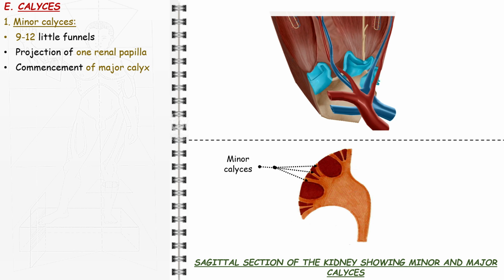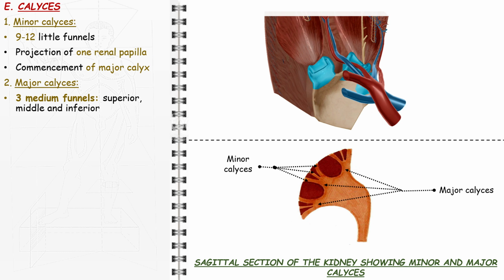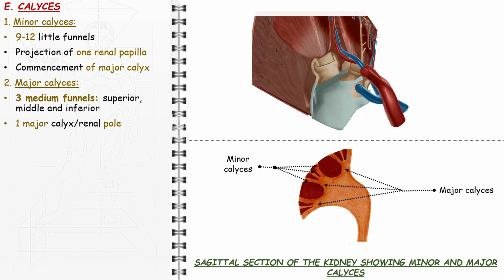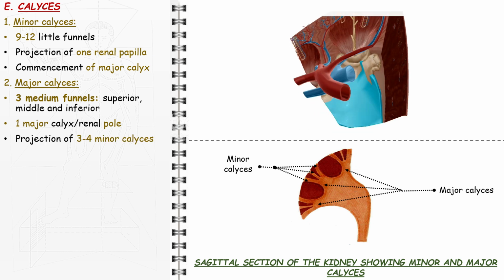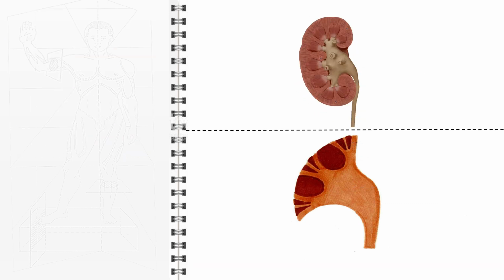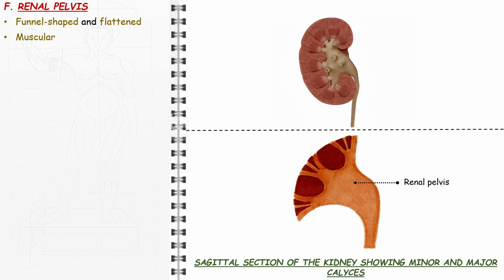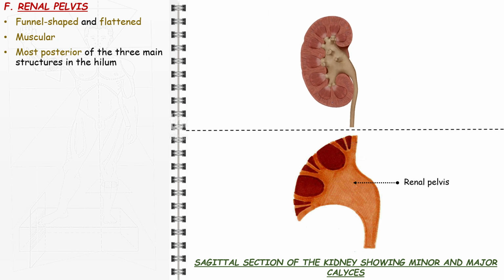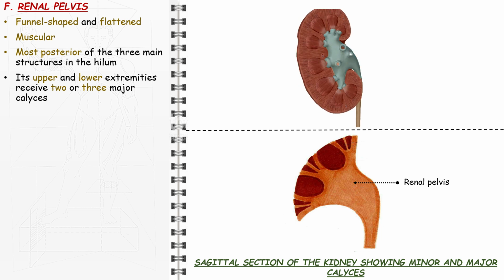The major calyces are 3 medium funnels, superior, middle and inferior. Each major calyx drains a renal pole and constitutes the projection of 3 to 4 minor calyces and the commencement of renal pelvis. The renal pelvis is a flattened and funnel-shaped muscular duct. It constitutes the most posterior of the 3 main structures of the hilum. Its upper and lower extremities receive 2 or 3 major calyces. Its summit is outside the hilum and constitutes the commencement of the ureter.